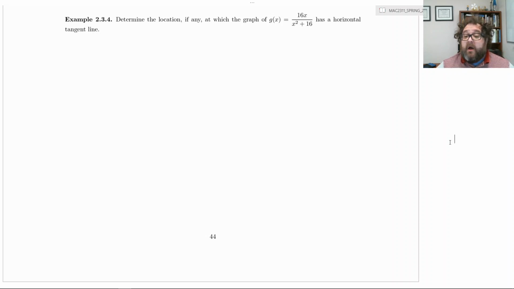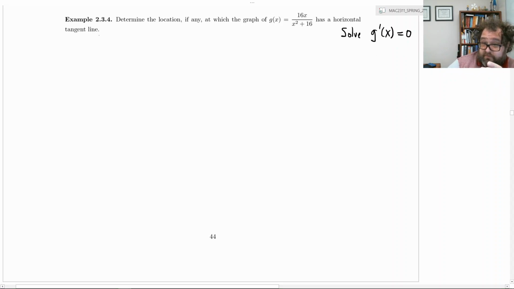Okay? Our general strategy here was to find the derivative, set the derivative equal to 0, and solve. So basically our strategy, if you want to put it in one step, is solve, we're calling this function g, solve g prime of x equals 0. That's our method. Put it into one step. Solve g prime equals 0. Okay? So of course that means we need to find g prime.